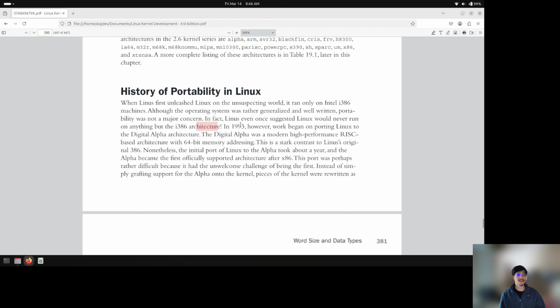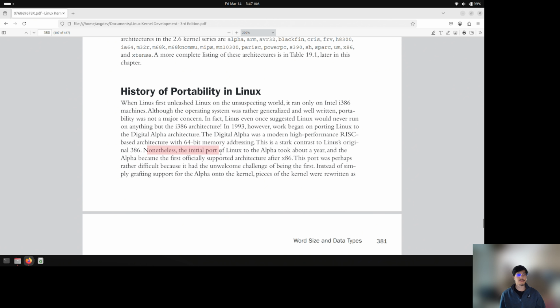i386 architecture. In 1993, however, work began on porting Linux to the Digital Alpha architecture. The Digital Alpha was a modern high-performance RISC-based architecture with 64-bit memory addressing. This is a stark contrast to Linus's original 386.